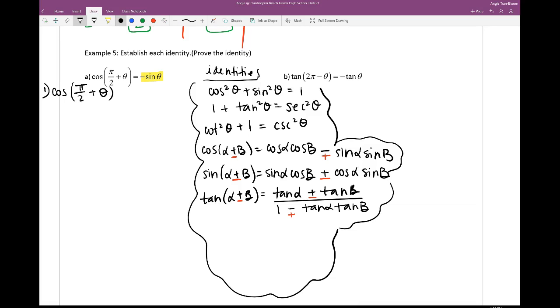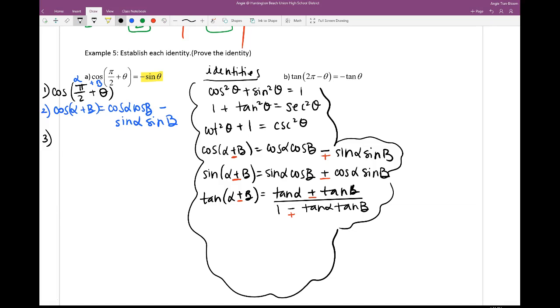Well, think of this as alpha plus beta. So I'm going to use that. So that's really cosine of alpha plus beta, which is by identity, cosine of alpha, cosine of beta minus sine of alpha and sine of beta, because that's the identity that I'm about to use.